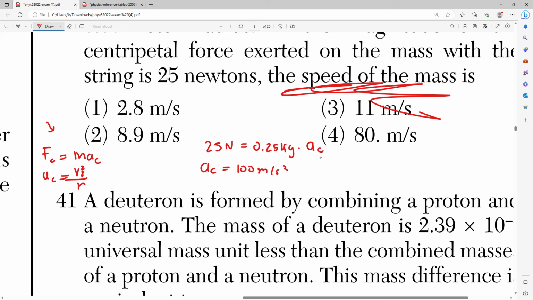Now I can plug this ac into the formula ac is equal to v squared over r, because they're asking us for the speed of the mass, which is v. So here I have 100 meters per second squared, and this is going to equal my velocity squared, which is what I'm trying to solve for, divided by my r, my radius.